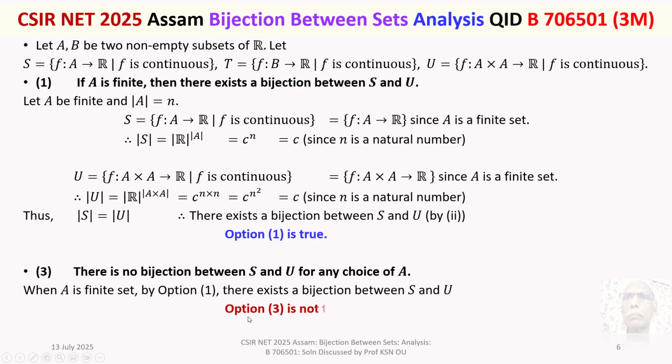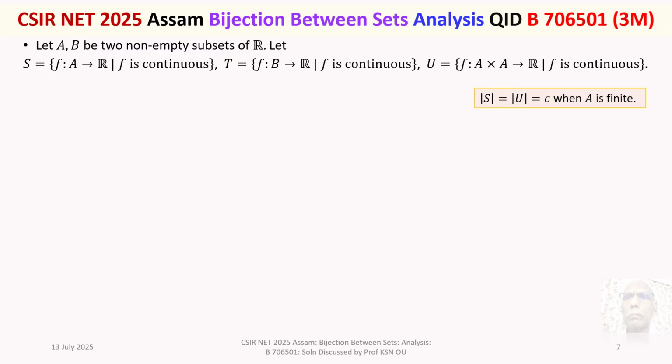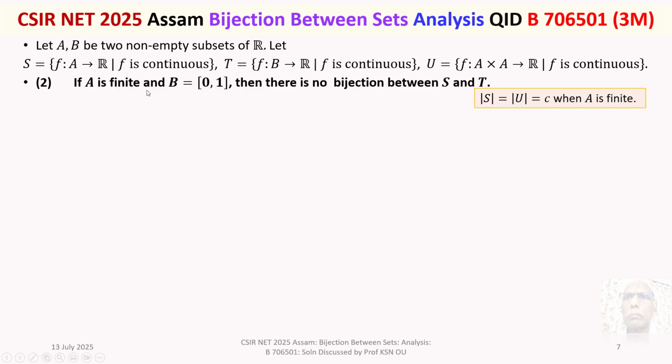Therefore, this option 3 is not true in general. Let's move to the next slide. Option 2: if A is finite and B is the closed unit interval 0 to 1, there is no bijection between S and T. A good result.